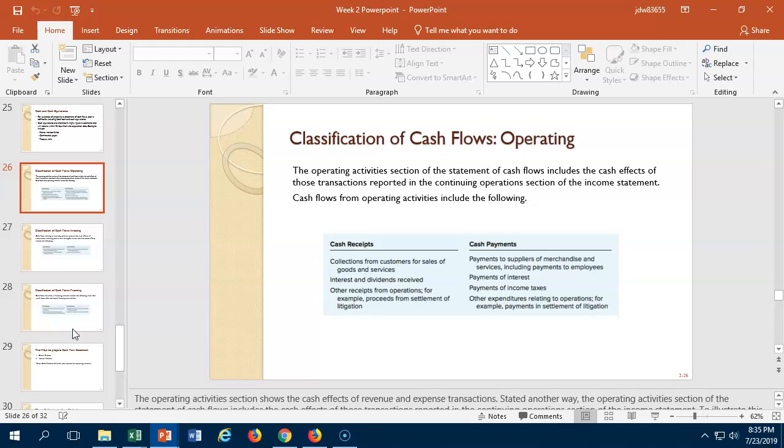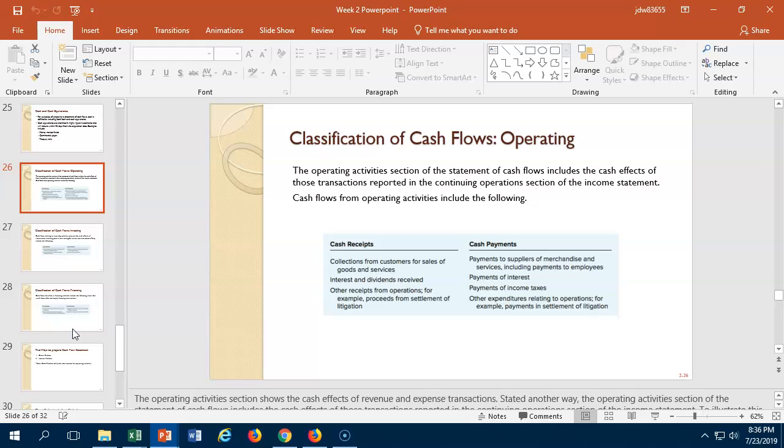What are receipts for investing activities? Some examples. Proceeds from sales of marketable securities. Another term for marketable securities is investments. So you sell some investments that you have. Okay, and then what other example? Collections on loans. One other example, sales of plant assets.